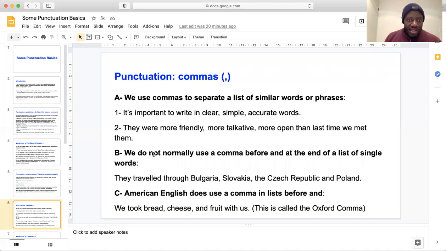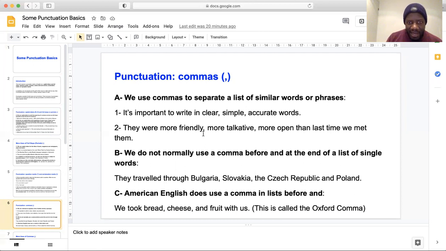Now, let us look at the use of commas. We use commas to separate a list of similar words or phrases. For example, it is important to write in clear, simple, accurate words. Clear, simple, accurate words. All these adjectives here, clear, simple, and accurate, they are qualifying the word words. And so we separate them with commas.